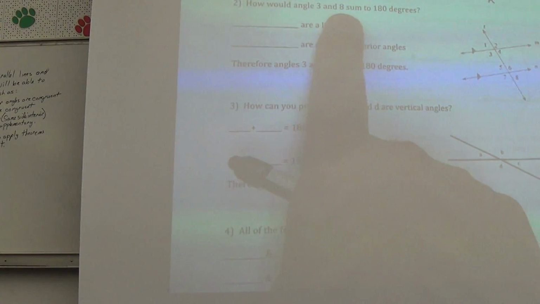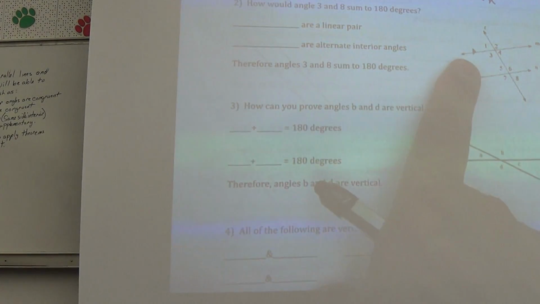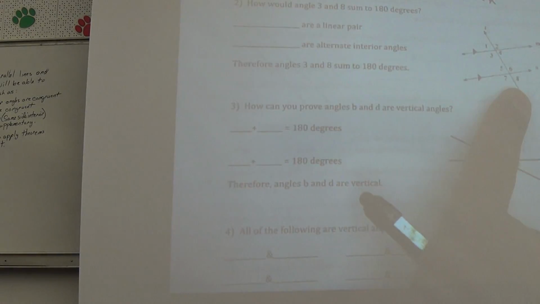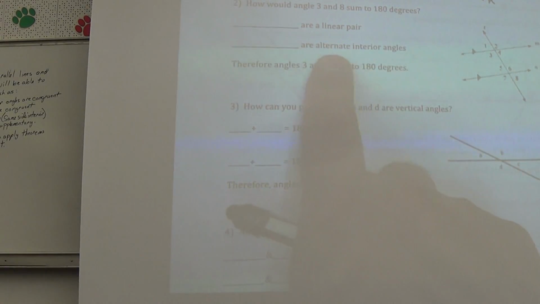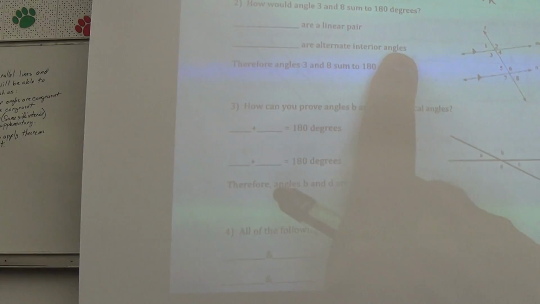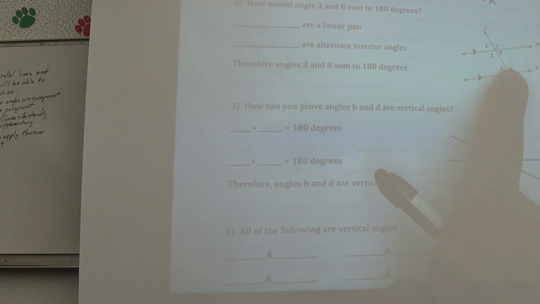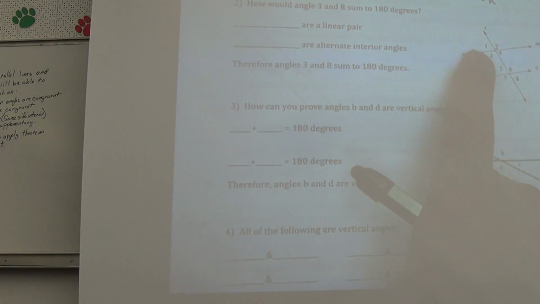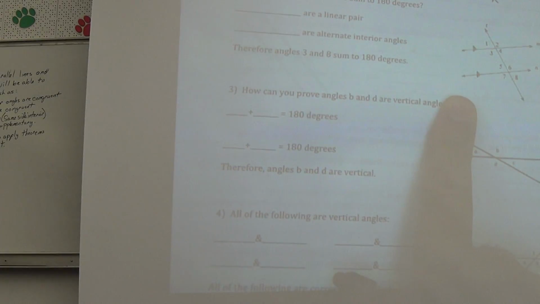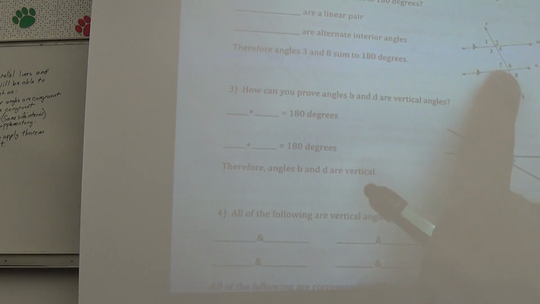Let's look at this one. How would angle 3 and 8 sum to 180 degrees? So we have 3 and we have 8. So we've got to figure out some way to find a linear pair, and then the other ones are going to be alternate interior angles. First of all, the only one of those two angles that is interior is 3, right? So if we're going to find an alternate interior angle to 3, it has to be 6.